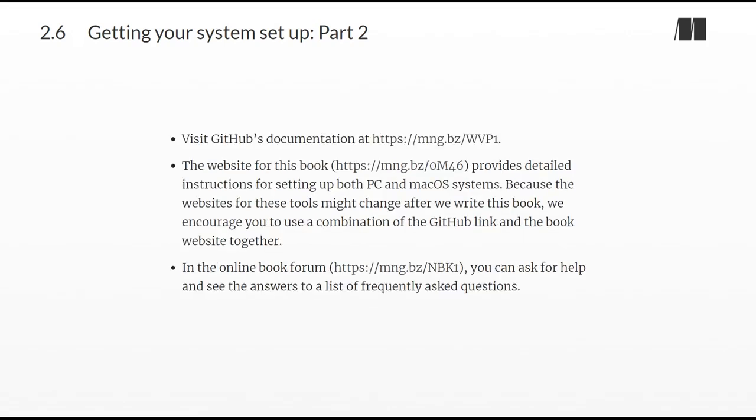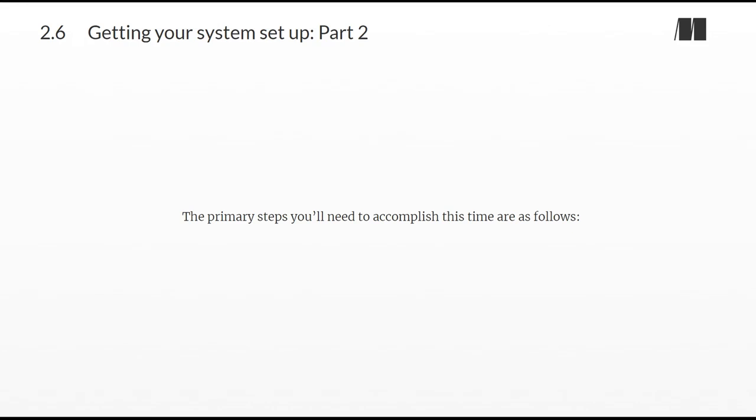Visit GitHub's documentation at this link. The website for this book, at this link, provides detailed instructions for setting up both PC and Mac OS systems. Because the websites for these tools might change after we write this book, we encourage you to use a combination of the GitHub link and the book website together. In the online book forum, at this link, you can ask for help and see the answers to a list of frequently asked questions. The primary steps you'll need to accomplish this time are as follows.